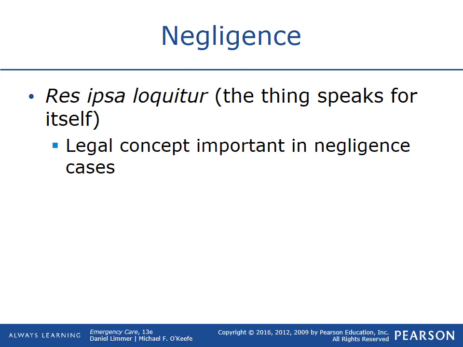So, if you had a patient that was dropped, for example, they were on a stretcher and they were dropped, and the patient was injured because the EMT had exclusive control over the stretcher when it was dropped. There's a reasonable assumption that the EMT caused the accident and that some sort of negligence happened, or the accident would not have happened.